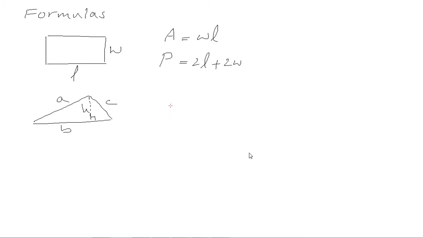Then the area of the triangle is base, which is the B, times height over 2. And the perimeter would be just A plus B plus C. That's the sum of the 3 sides.